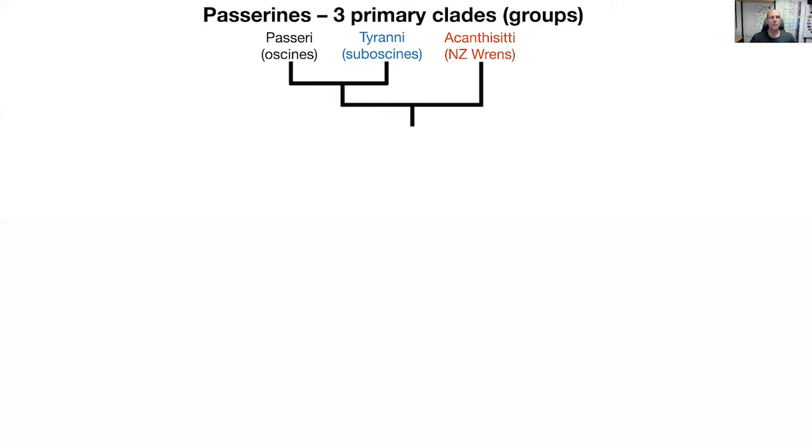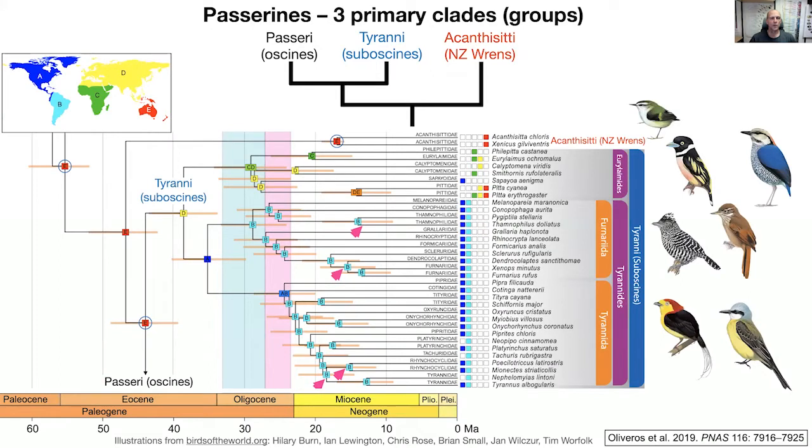To start with an overview of the passerine tree of life, we've got the Acanthisittidae, which today comprises 2 extant species of New Zealand wrens, as sister to all the other passerine birds, which in turn comprise the Tyranni, the sub-oscines, and the Passeri, the oscines. So here is the sub-oscine tree, and the Acanthisittidae as sister to that.